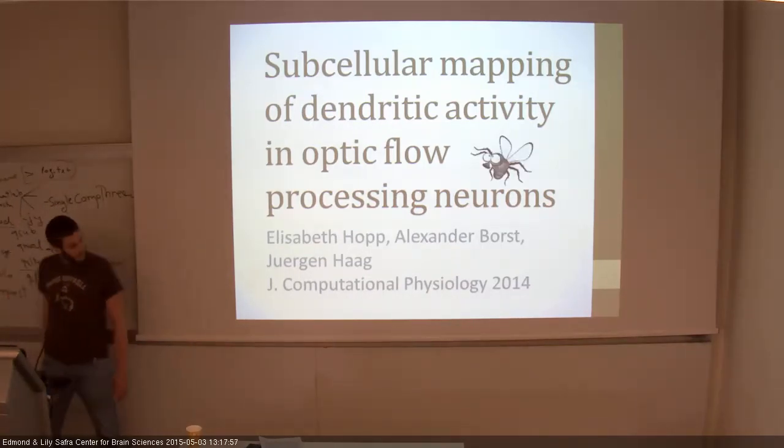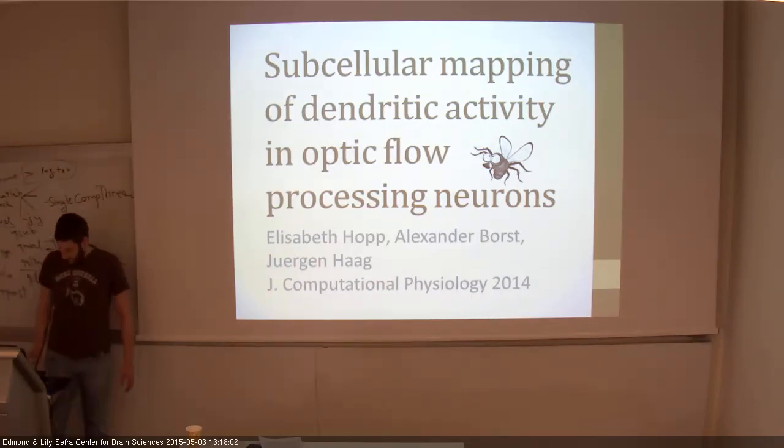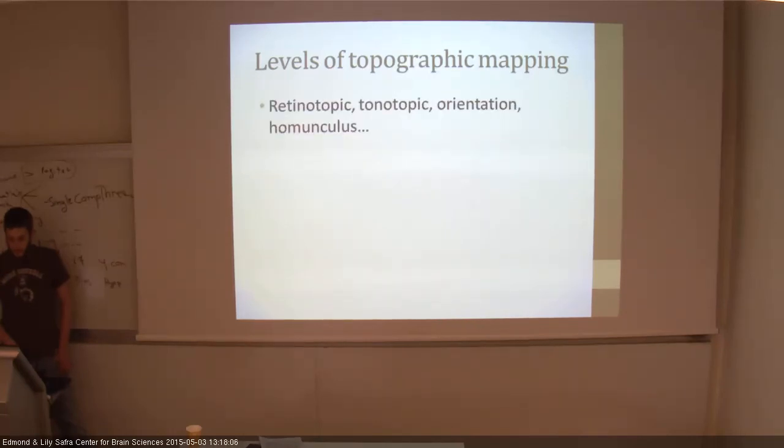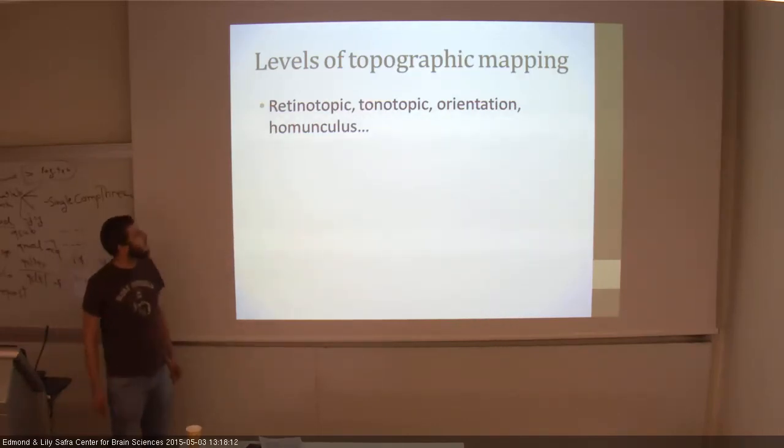And the animal that they studied is the fly. So, levels of topographic mapping. We have all kinds of topographic mapping. You can map through the retinotopic visual field.